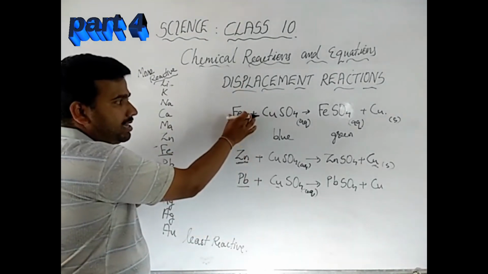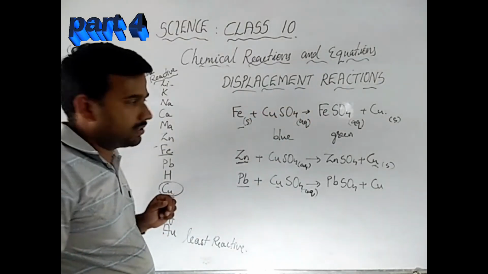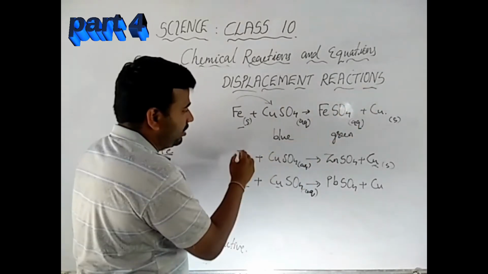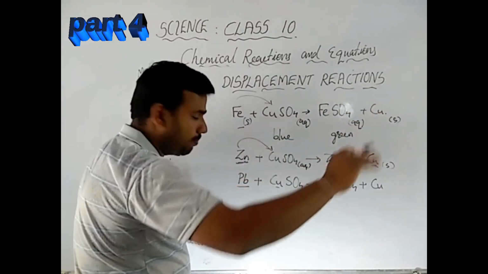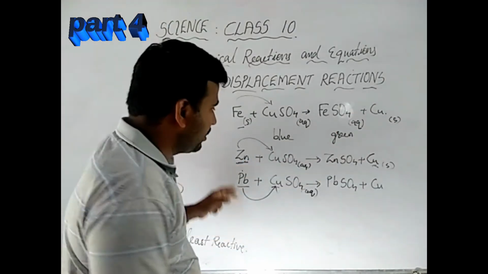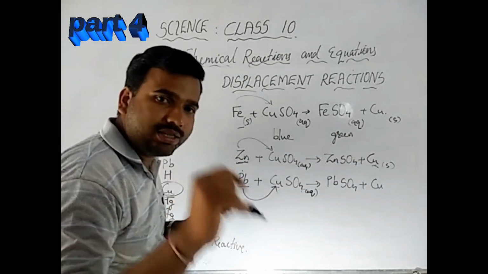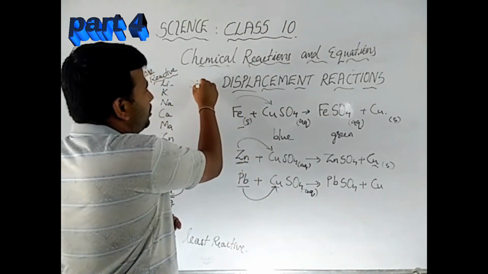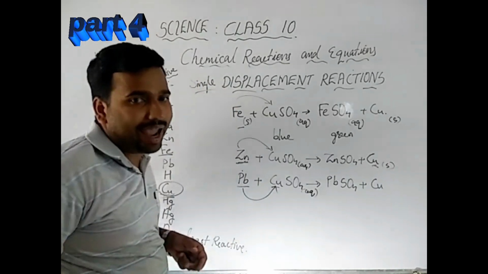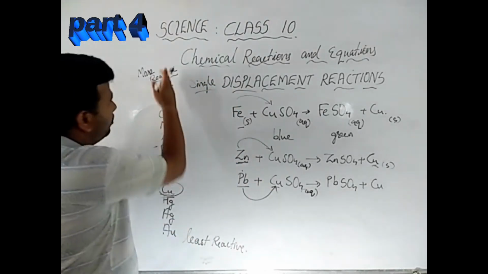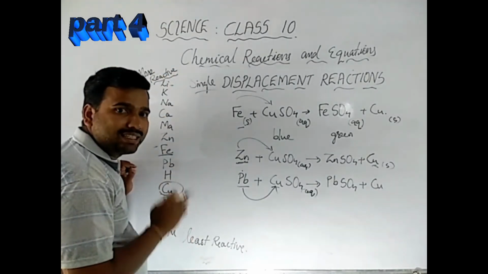Here only a single substance is getting displaced. Iron is displacing copper, zinc is displacing copper, and lead is displacing copper. In all these cases, only a single species is getting displaced. That is why these are known as single displacement reactions. This happens on the basis of the reactivity series.